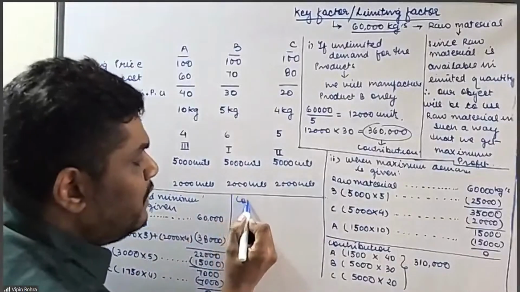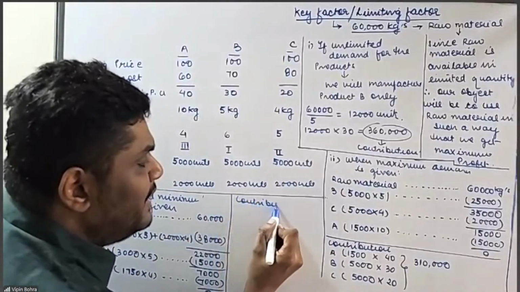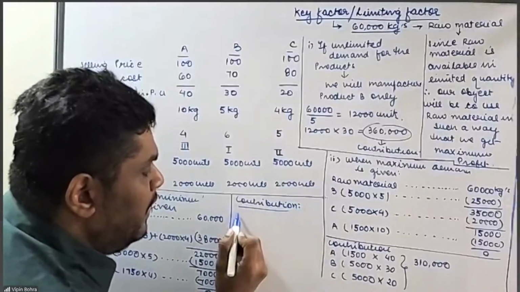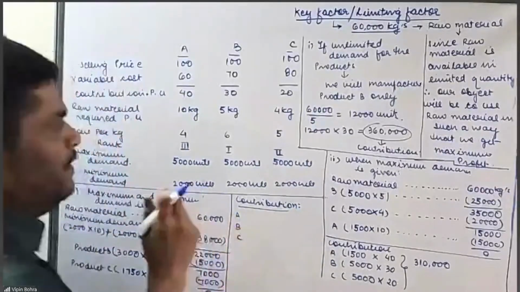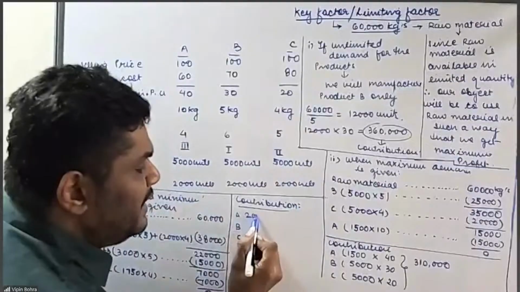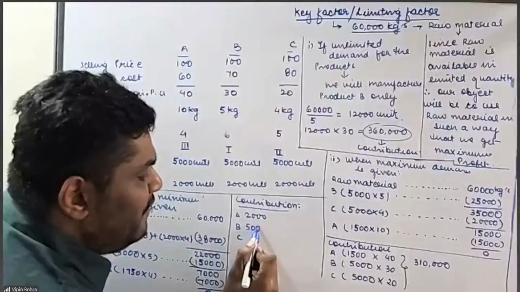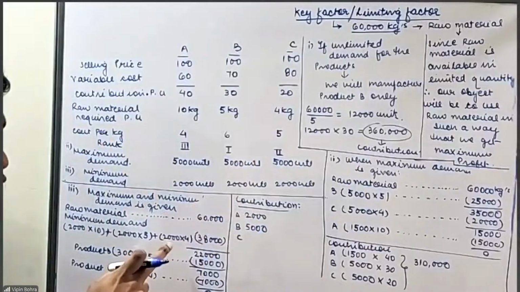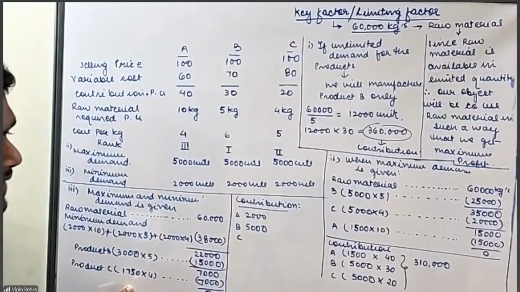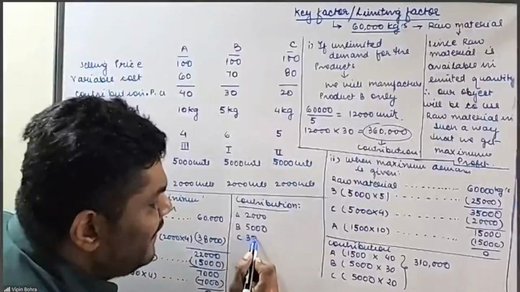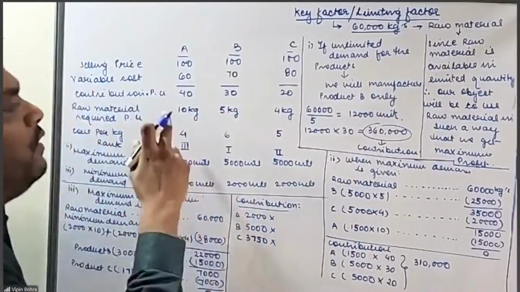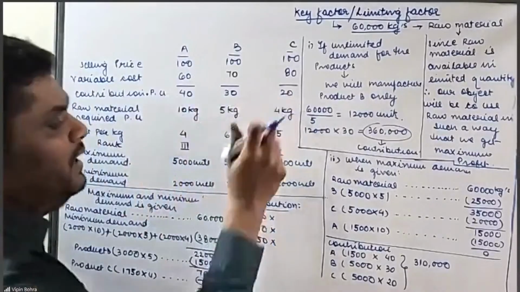So if we want to calculate the contribution in this case, for A, B, and C: for A, we manufacture 2,000 units, for B, we manufacture 5,000 units, and for C, 2,000 plus 1,750, that is 3,750 units, into my contribution per unit of 40, 30, and 20.